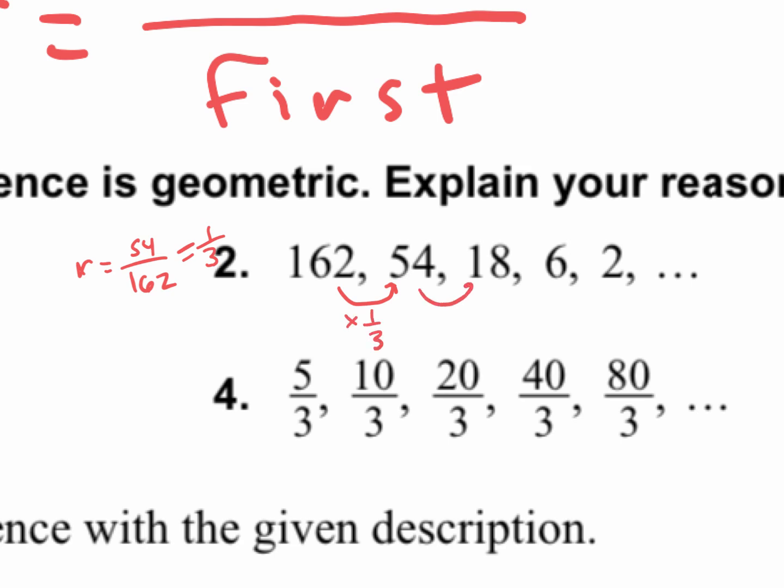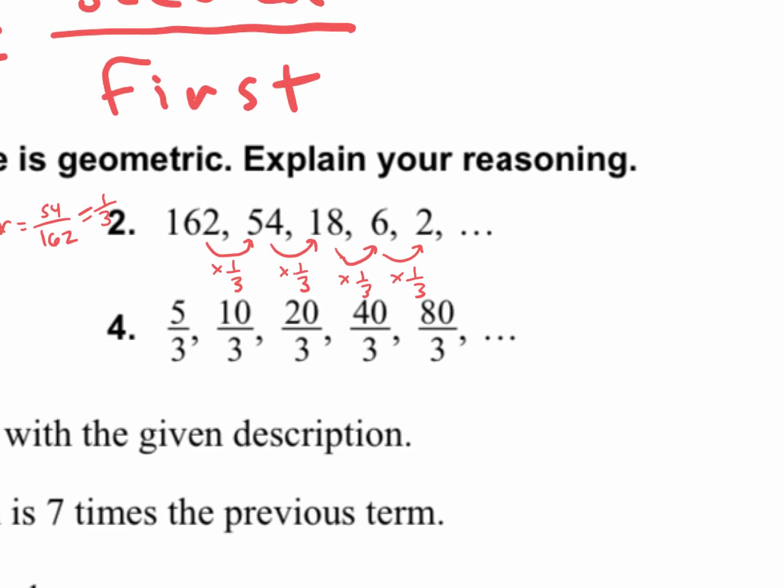Are we multiplying by 1/3 to get from 54 to 18? Yes. What about 18 to 6? Yes. And 6 to 2? Yes. So is this geometric? Yes. What's your r? 1/3. All right, let's look at 4.